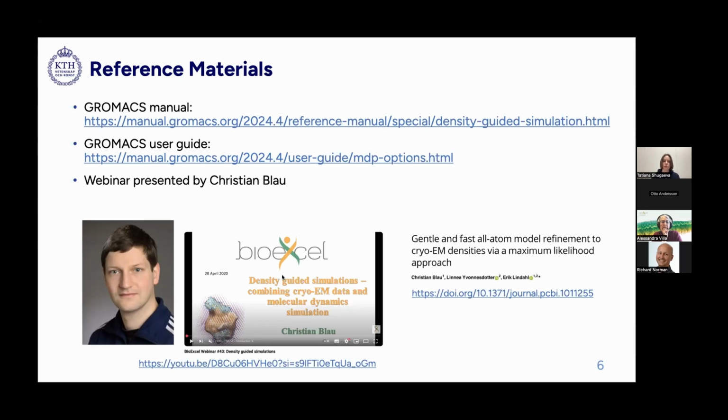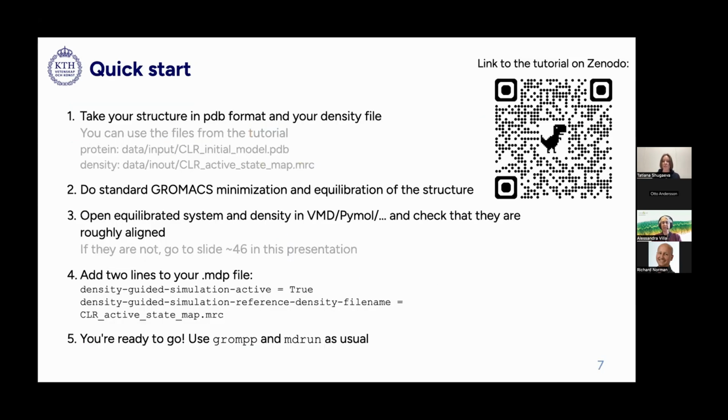He's the original developer, and he went through all of the parameters, and he also published a very nice paper in PLOS Computational Biology, where you can find some practical insights on how to use it. I can also, if you don't want to listen up to the end of the webinar or you don't want to go through the tutorial, there's a very quick start guide. All you need to try how density fitting in GROMACS works is just a structure file and density file. You can use files from the tutorial.